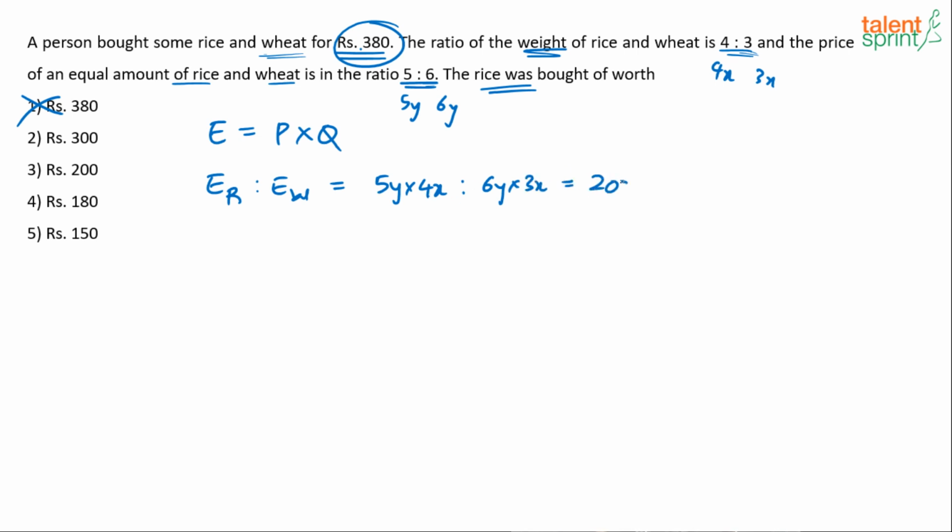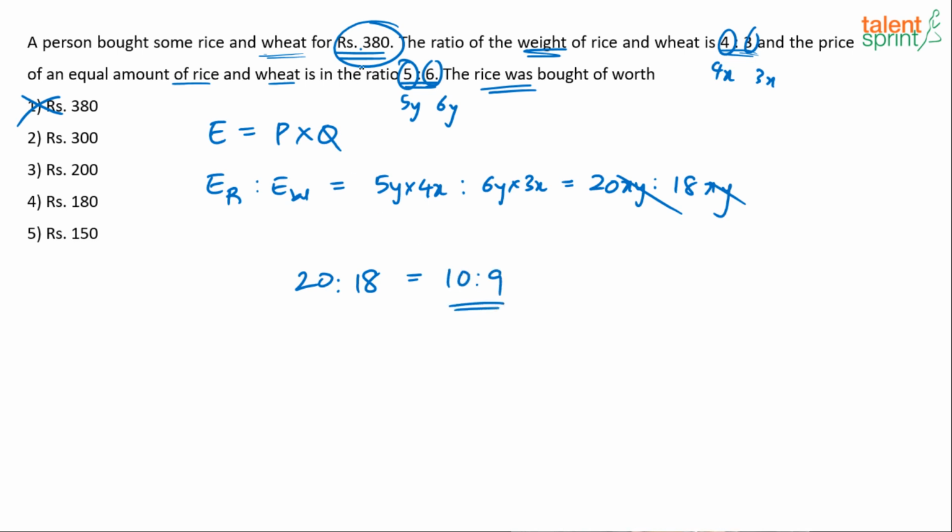So what's the final ratio? 5 4s 20xy is to 6 3s 18xy. That's it. xy anyway gets eliminated, so you don't have to worry about that. So all you need to do when you're solving this question in the exam is multiply 4 with 5, that gives you 20. Multiply 3 with 6, that gives you 18. So the ratio is going to be 20:18, which is 10:9.